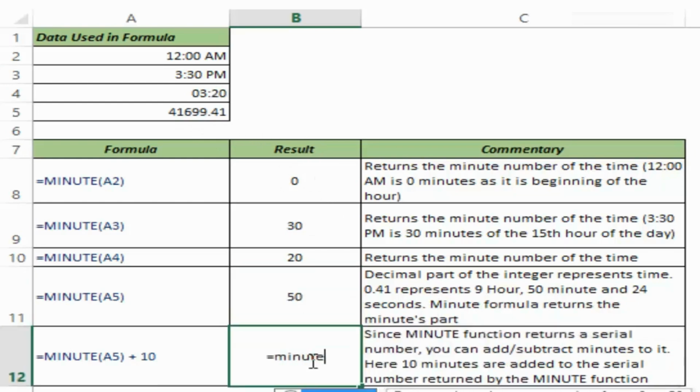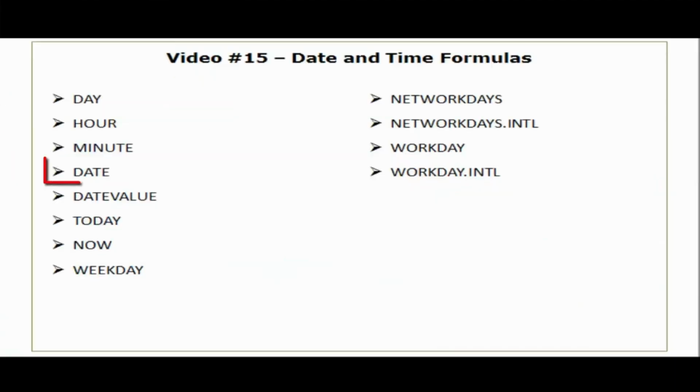Now since the minute function gives us a numeric value, we can also add or subtract or do calculations using it. So in this case, I get a value through this formula and I can add 10 to it. So when I hit Control Enter, this gives me 60 because the result I got from minute A5 is 50 and I could add a value to it. So you can also use this in calculations.